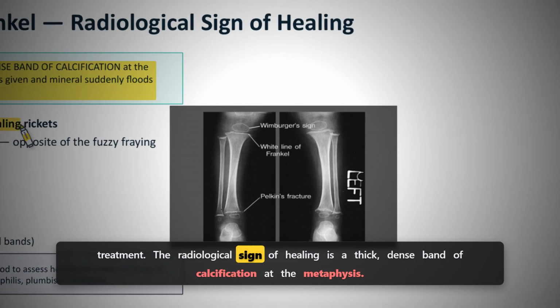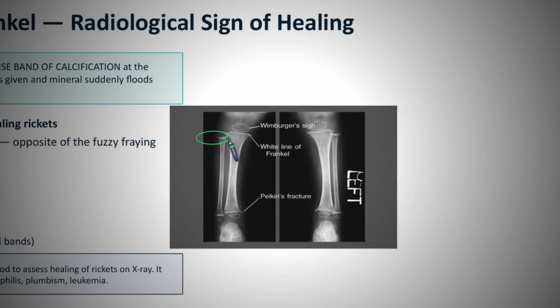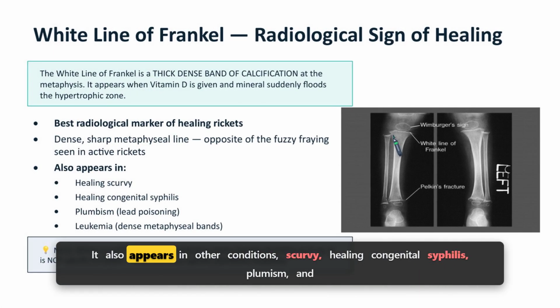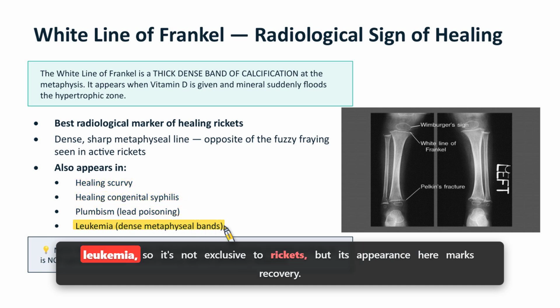The radiological sign of healing is a thick, dense band of calcification at the metaphysis. This is called the white line of Frankel. It's the best method to assess healing in rickets. It also appears in other conditions: scurvy, healing congenital syphilis, plumism, and leukemia, so it's not exclusive to rickets, but its appearance here marks recovery.